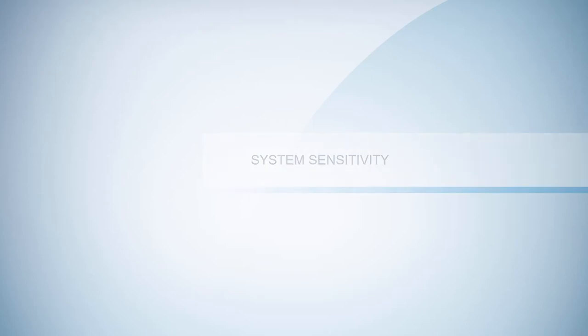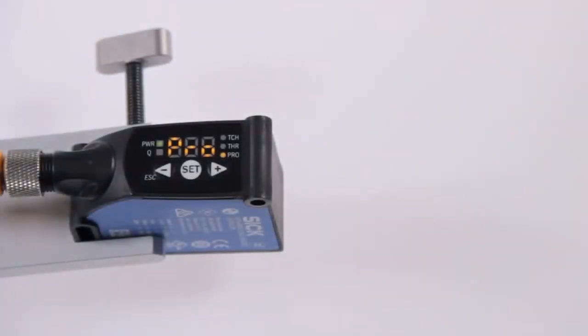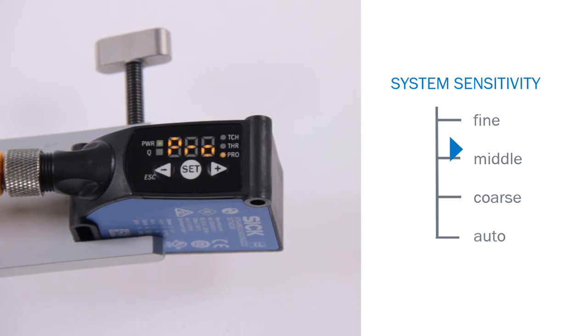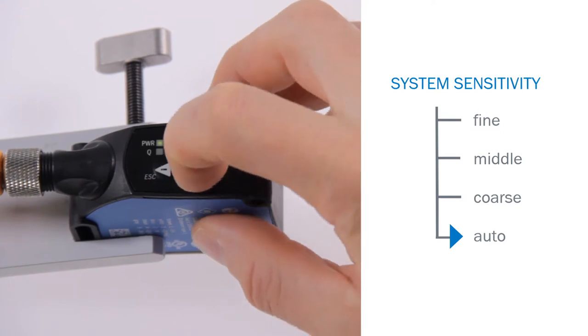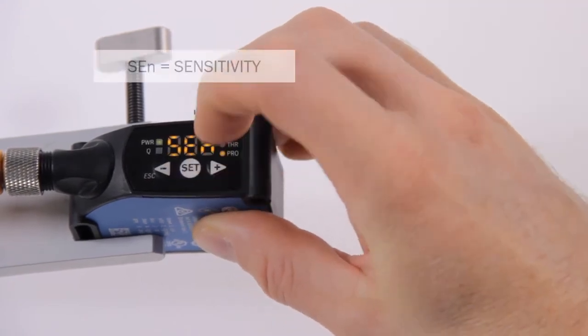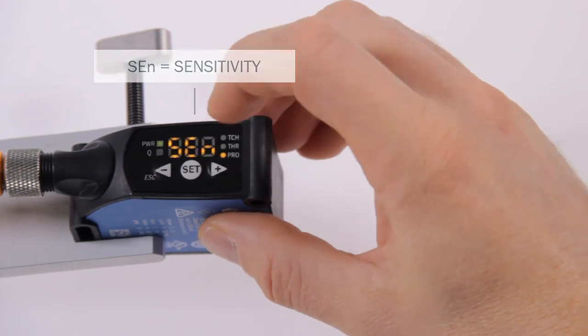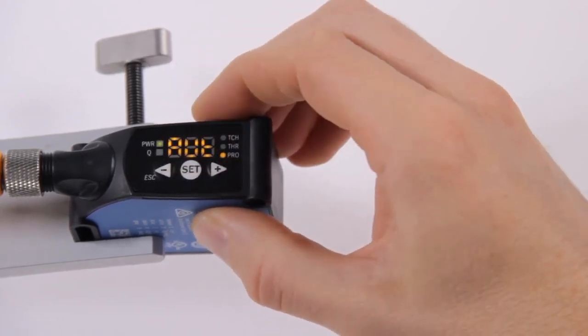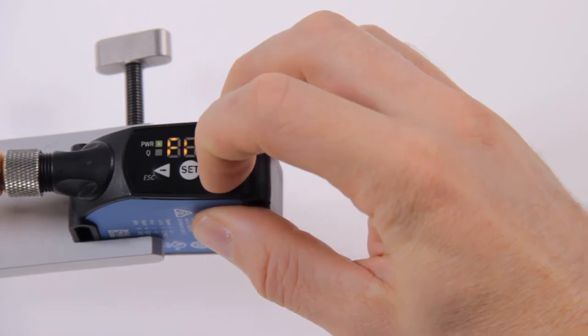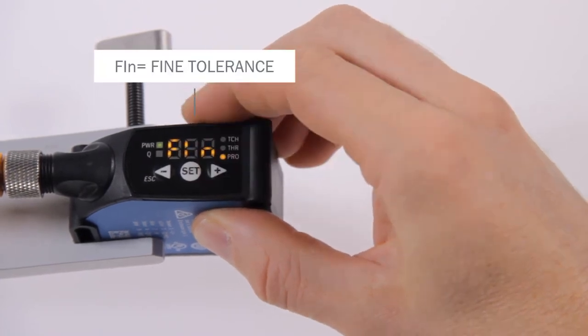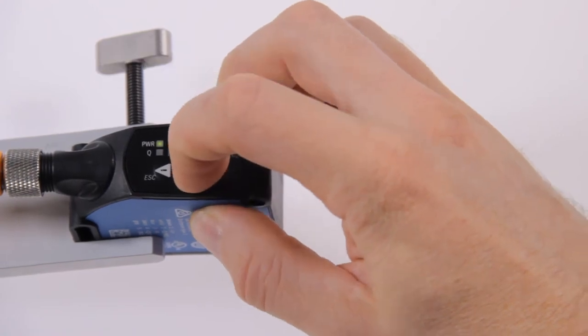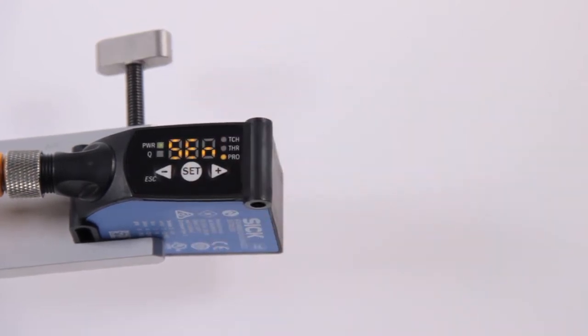System sensitivity. The set thresholds go along with a certain tolerance around the set values. This tolerance can be adjusted in 4 levels: fine, middle, coarse, and auto. Auto is the factory setting. Use the plus and minus buttons to navigate to SEN for sensitivity and confirm with Set. Use the plus and minus buttons to select one of the sensitivity levels. In this example, FIN for the fine tolerance setting is selected and confirmed with Set. Which sensitivity level is selected strongly depends on the type of application.